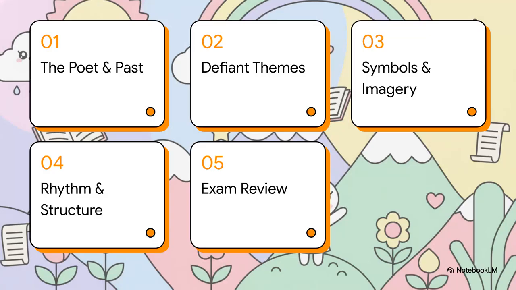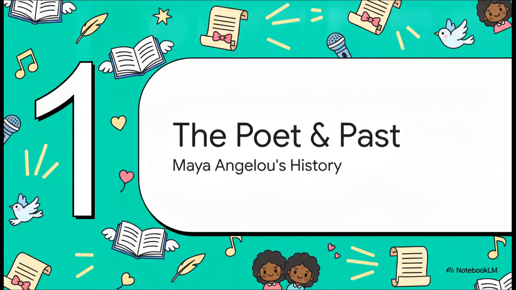Here is our game plan for today's study session. We've got 5 quick modules. First, the poet and the past. Then, defiant themes, symbols and imagery, rhythm and structure, and we'll wrap it all up with an exam review. So, kicking things off with Module 1, the poet and the past.